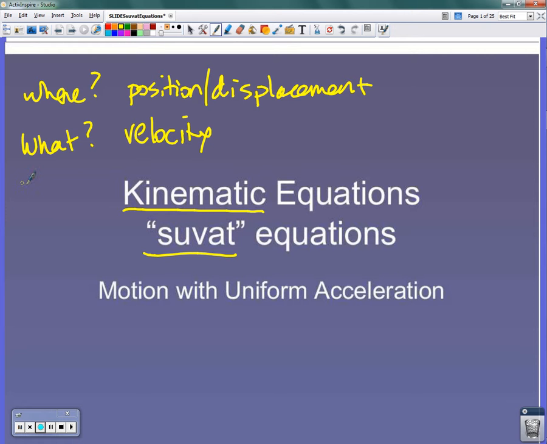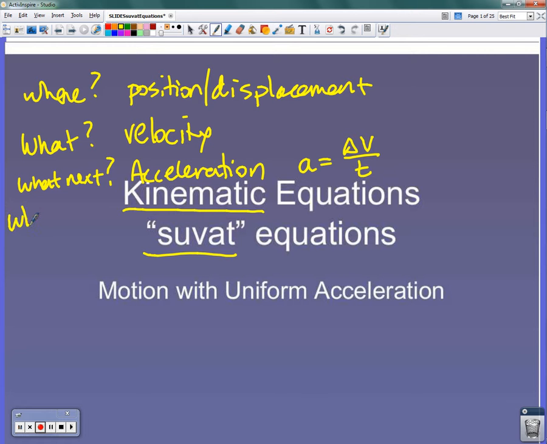All right? And then the next question is what next? What will happen next? We haven't talked a whole lot about it. We've mentioned it in passing, but we'll talk much more about it this week, and that deals with acceleration, where acceleration is the change in an object's velocity over the time that it takes for that change to occur. So remember where, what, and what next. And then the last thing that we worry about, when are all these things happening? And that's our time function.